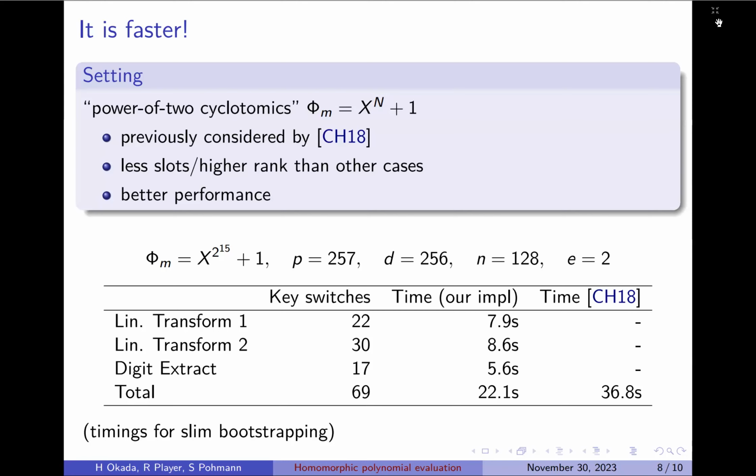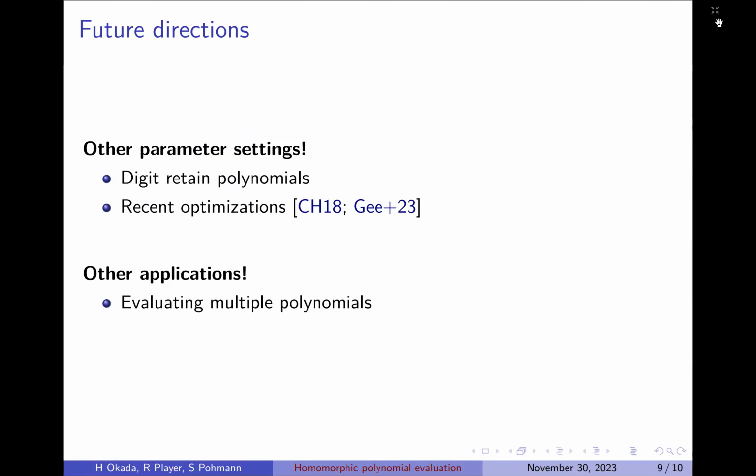Finally, I want to talk a little bit about future directions. There are some other parameters that we haven't yet considered. In particular, if the plaintext modulus is not a prime but a prime power, you should usually use these digit extraction polynomials, as they have certain advantages in this setting, and they have been proposed by Chen Han and further optimized by various authors. It would be interesting work to try to combine this with our techniques of Galois evaluation. And other applications will also be interesting.